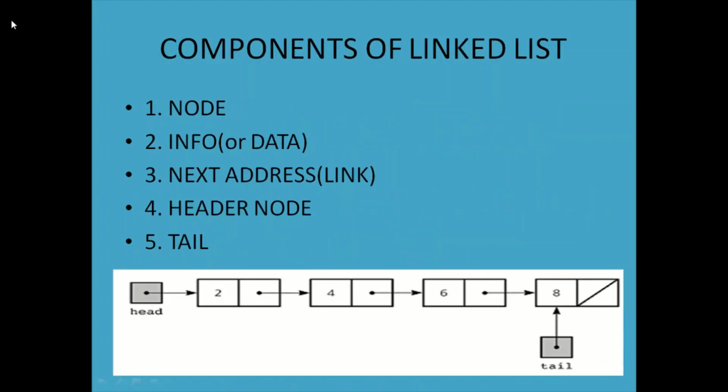What are the components of a linked list? The components of a linked list are: one is a node, one is the data or the information, one is the next address, the header node, and the tail.